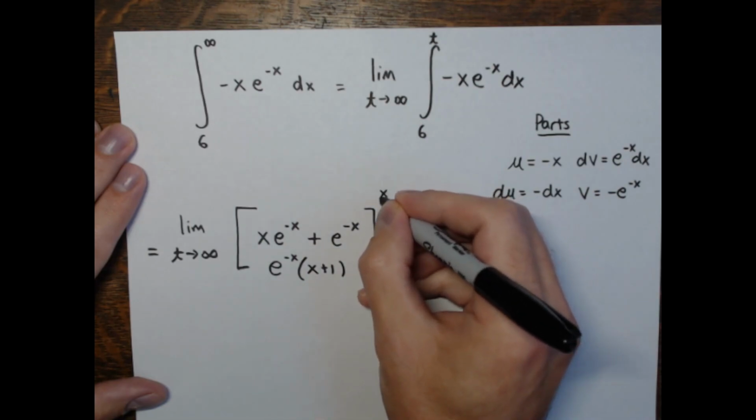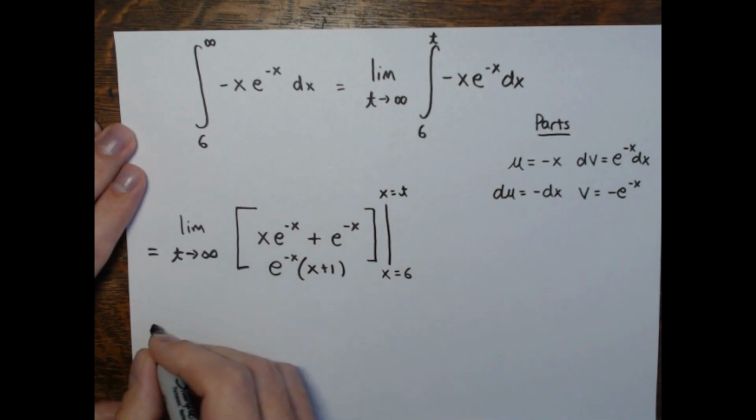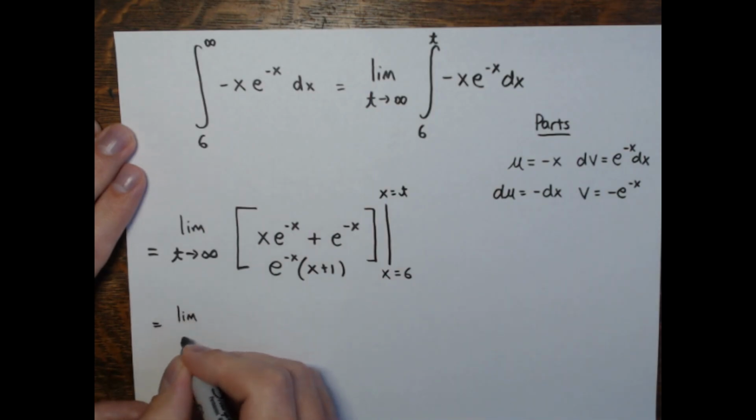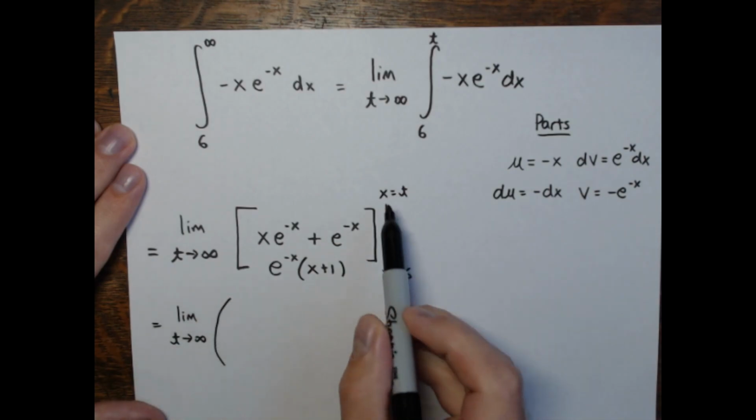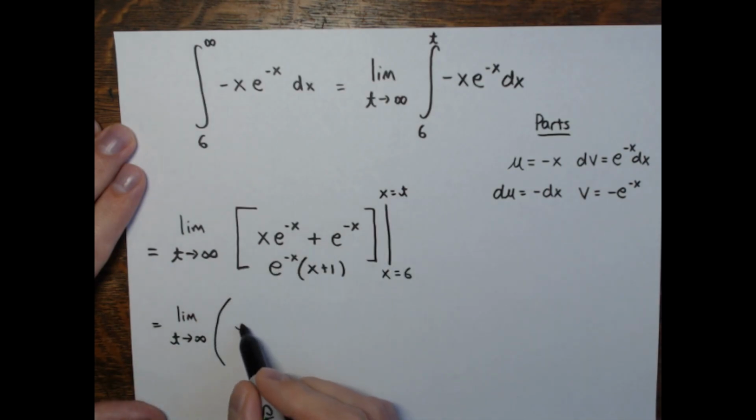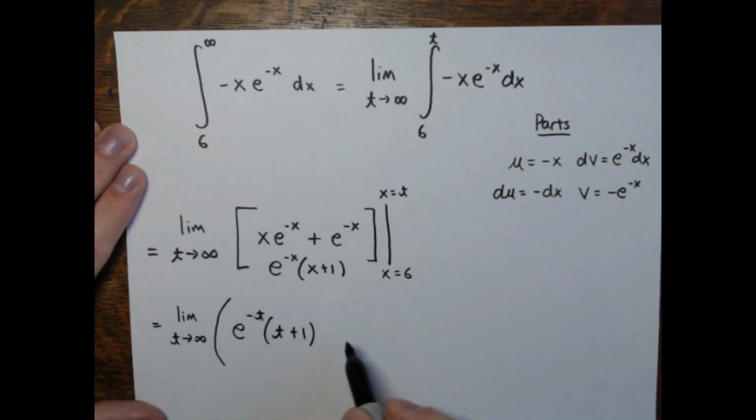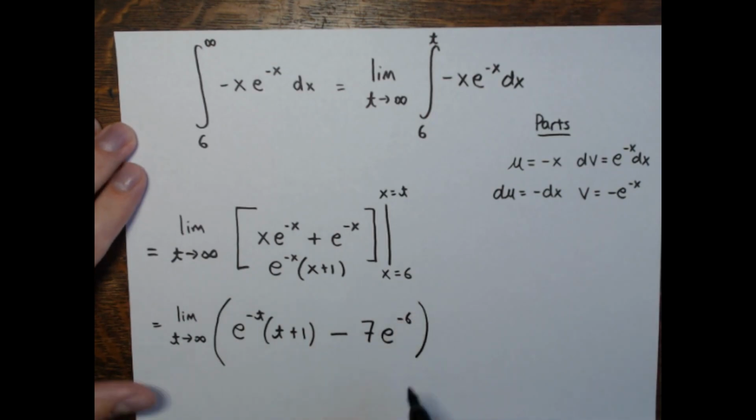So we've gone from x equals 6 to x equals t. So I have the limit as t approaches infinity of, plugging in t, you got e to the negative t times t plus 1, minus, and then I plug in 6, that'd be 7 e to the negative 6th.